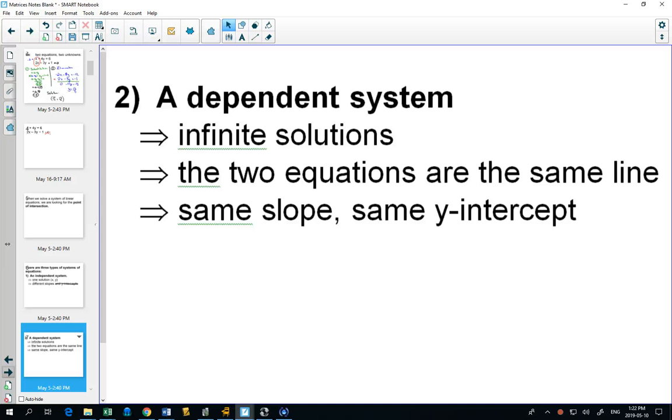A dependent system is when the 2 equations are exactly the same line. Then there's an infinite amount of solutions. They will always cross. And so in this case, they would have the same slope and the same y-intercept because they would be exactly the same line. Or if you showed they had the same slope and one point in common, then they would have all their points in common.